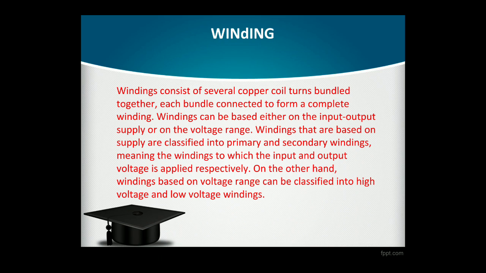According to the voltage range, one is the high voltage winding, which has more turns, and the low voltage winding, which has fewer turns. Windings based on supply are classified into primary and secondary winding. When the supply mains is connected with the winding, this winding is called the primary winding, and the winding which is connected to the external load circuit is called the secondary winding, meaning the winding to which the input and output voltage is applied respectively. On the other hand, windings based on voltage range are classified into high voltage and low voltage winding, which I have already told. So these are the windings of a transformer.